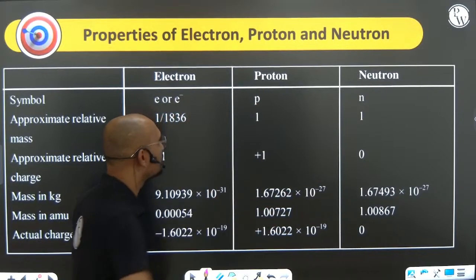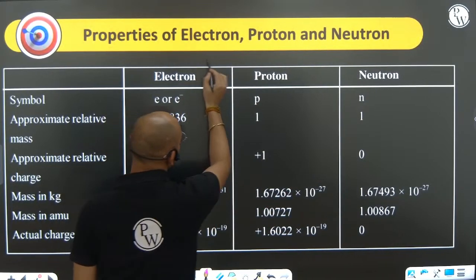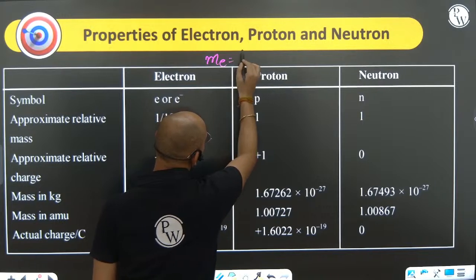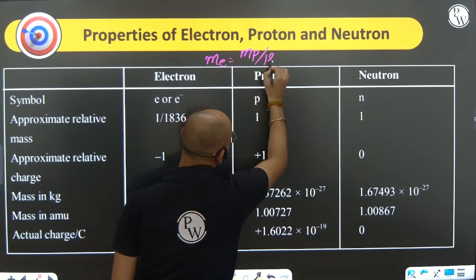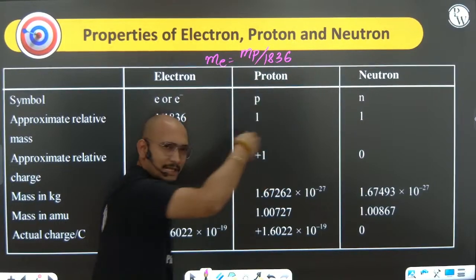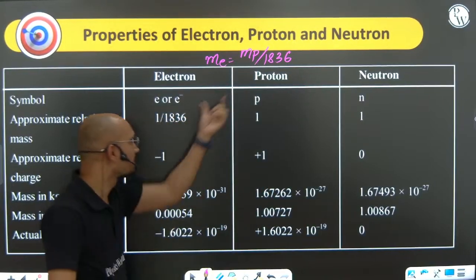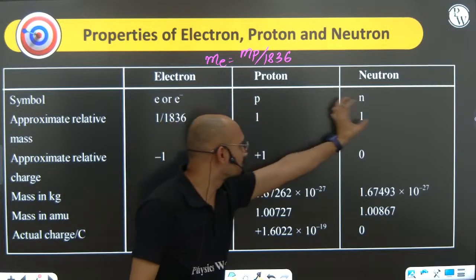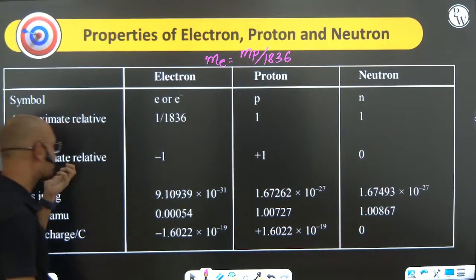While if you talk about the electron, we should always know that the mass of electron equals the mass of proton divided by 1837 or 1836, which is better to remember. Why? Because of 18 to the 36. I hope you understand it. So these are the relative masses of proton, electron and neutron.